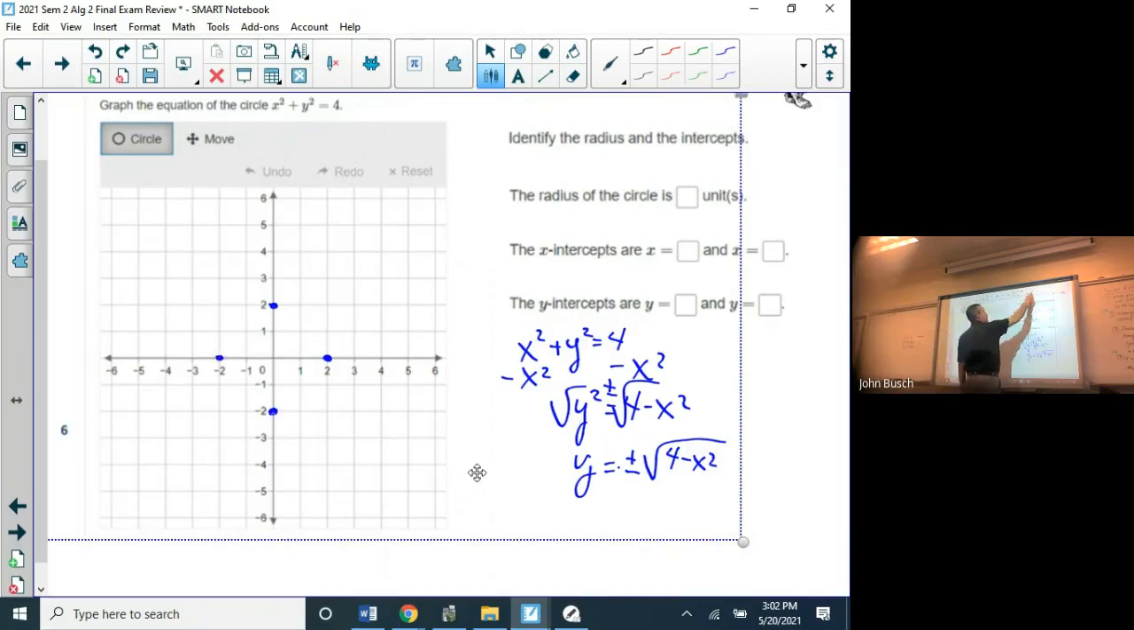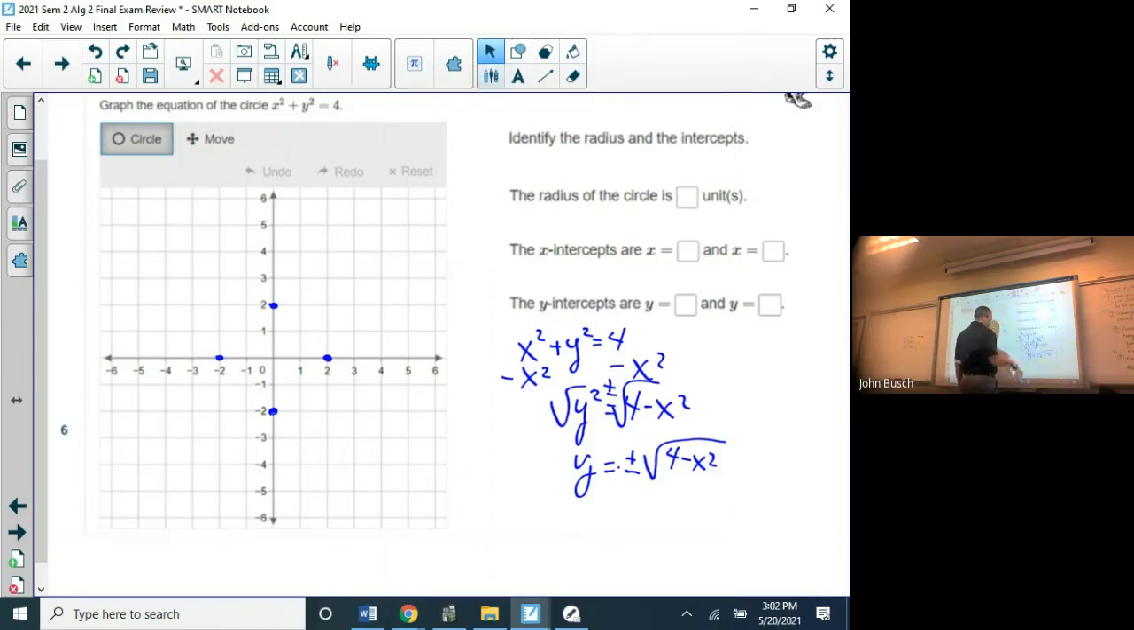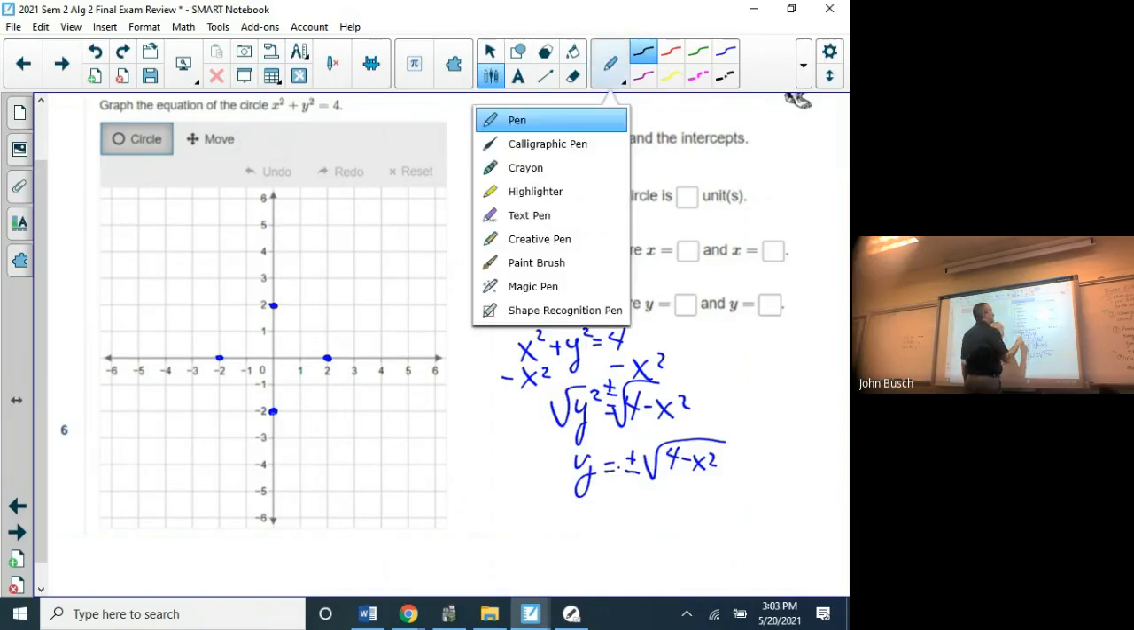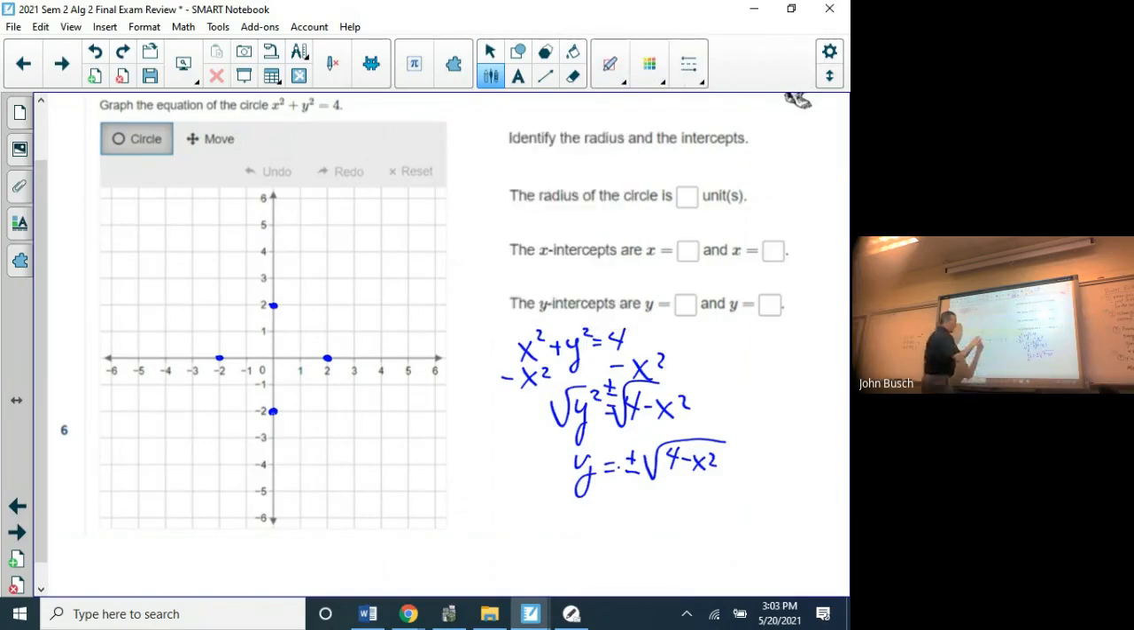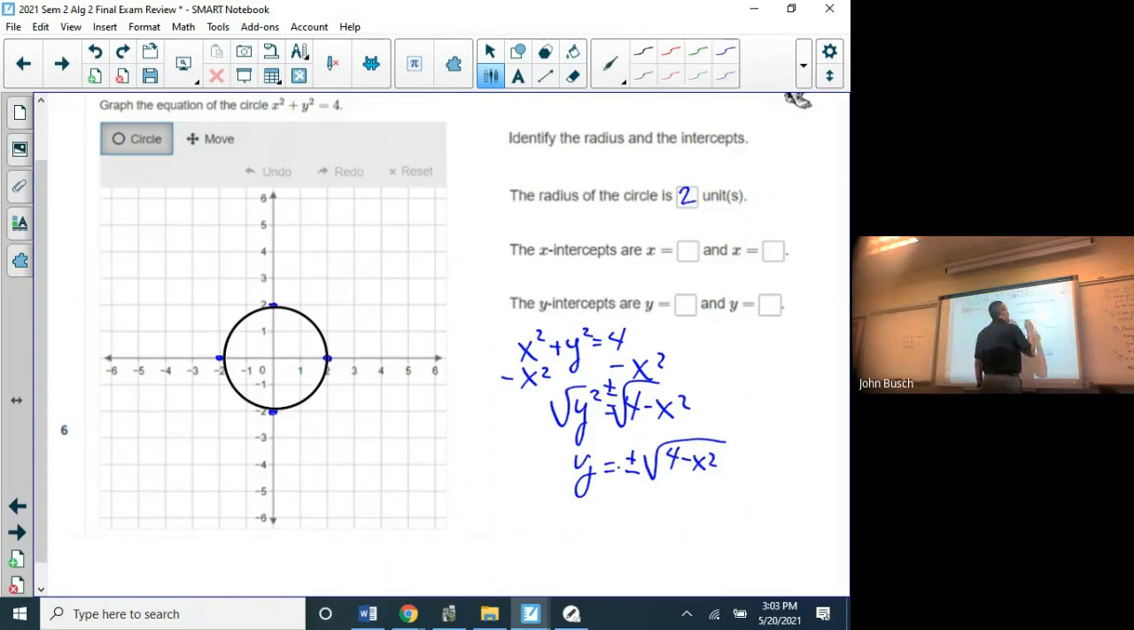So your circle should include both of those points. Okay, and the radius of the circle is 2. The x-intercepts are -2 and +2. Y-intercepts are -2 and +2. That's it. Hopefully that makes sense.